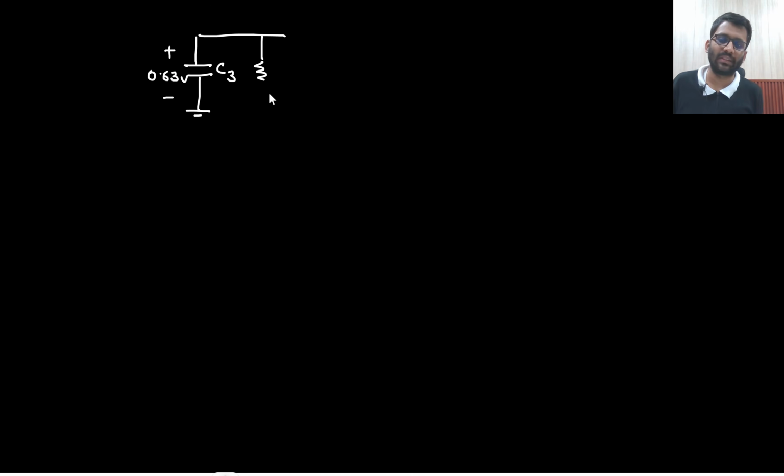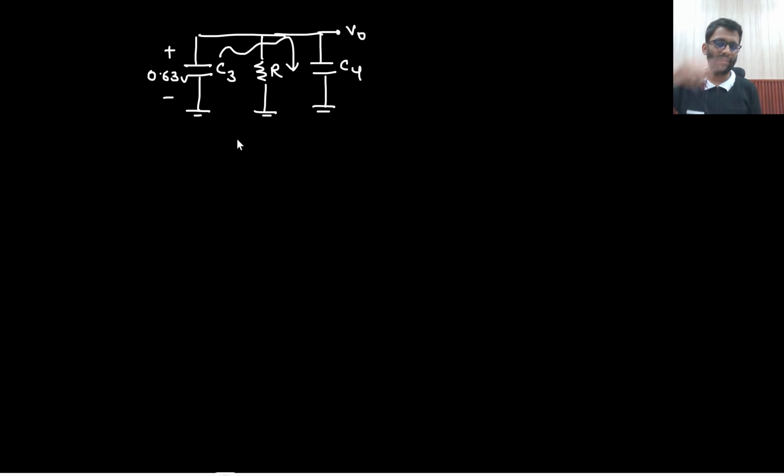Now this is a resistance R, and this is C4. So here potential will be immediately divided. Why immediately divided? Because the whole path will be shorted. So it will be immediately divided. So how it will be divided?